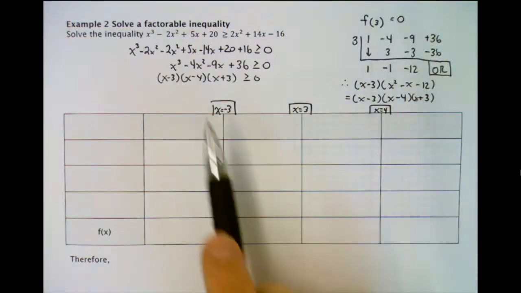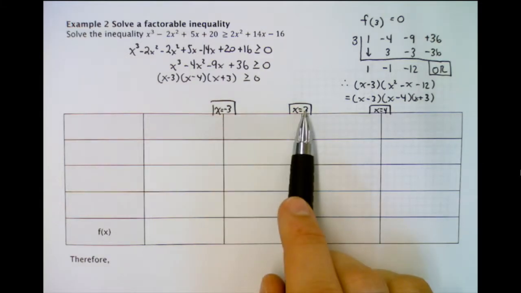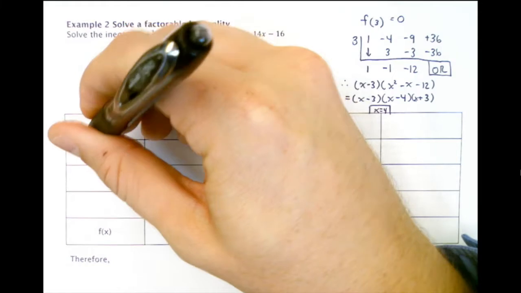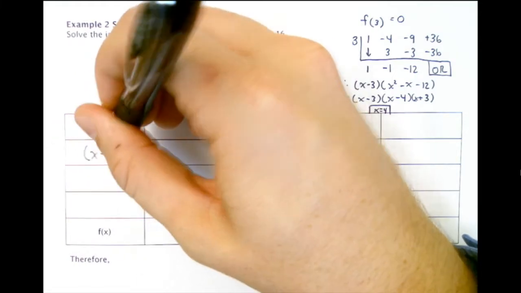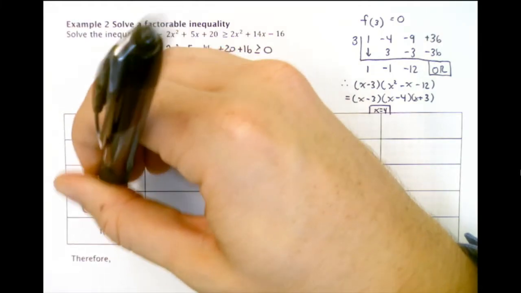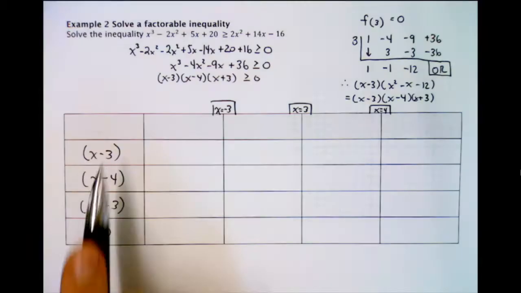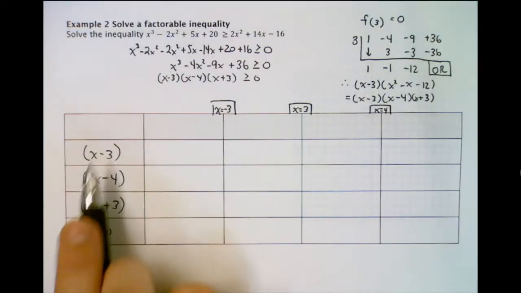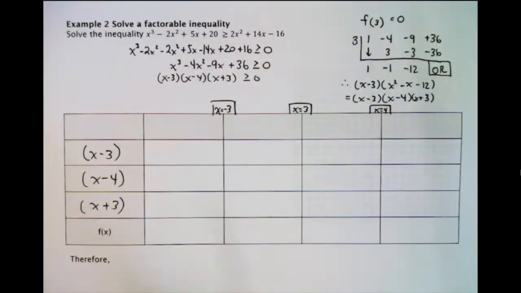So we've got our roots, or our zeros in this case, which represent our x-intercepts. Our factors are x minus 3, x minus 4, x plus 3. Order doesn't matter down the left column. You can put any factor in any order, because when you multiply numbers, order doesn't matter.